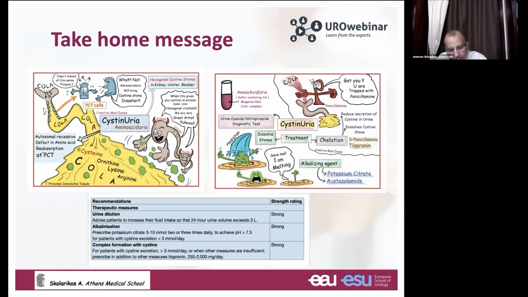Cystinuria is an inherited defect in amino acid renal reabsorption, responsible for the creation of cystine stones in the urinary system, which are treated similarly to other urinary stones. The European Association of Urology guidelines strongly recommend prophylaxis with increased fluid intake, appropriate diet, urine alkalinization, and chelation. And thank you for your attention.